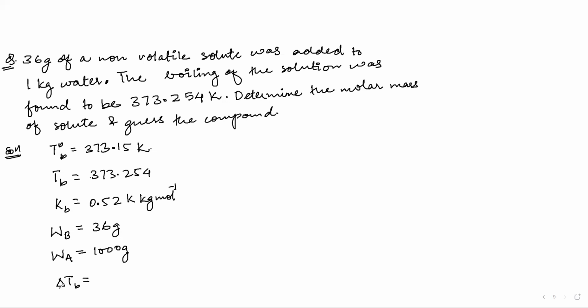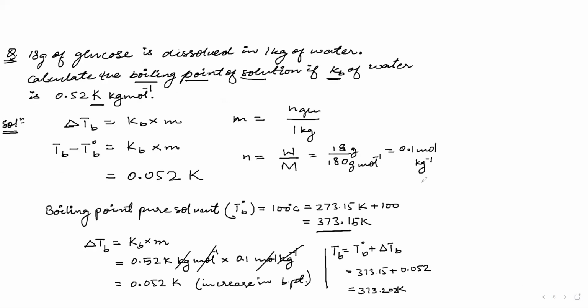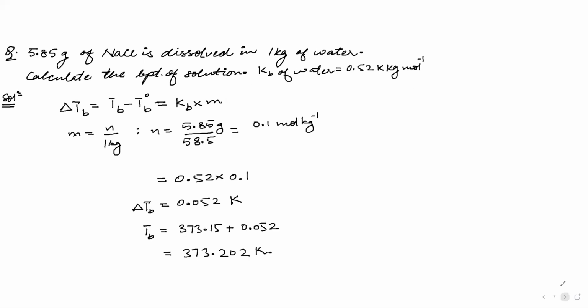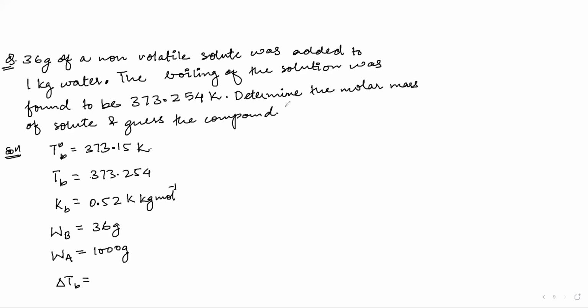Sir, how did you get KB? Water, no? We are using KB from the previous. So it is water only, no? Here, KB, here also KB is same. I'm not writing KB for water. KB for water is equal to 0.52. If you don't get KB for water, you will remember it as 0.52, because water is the most frequent solvent you will get in the exam.